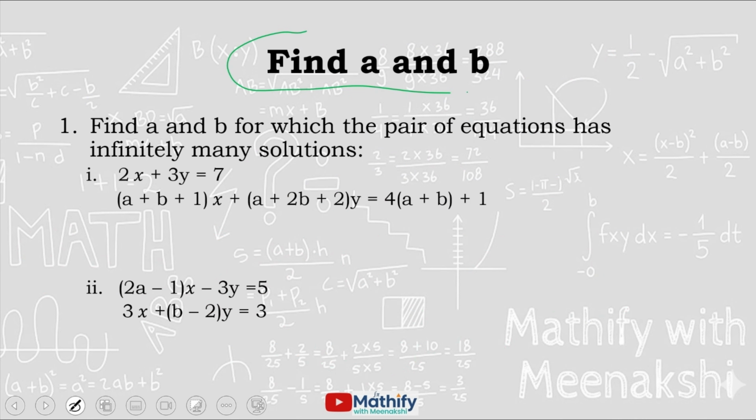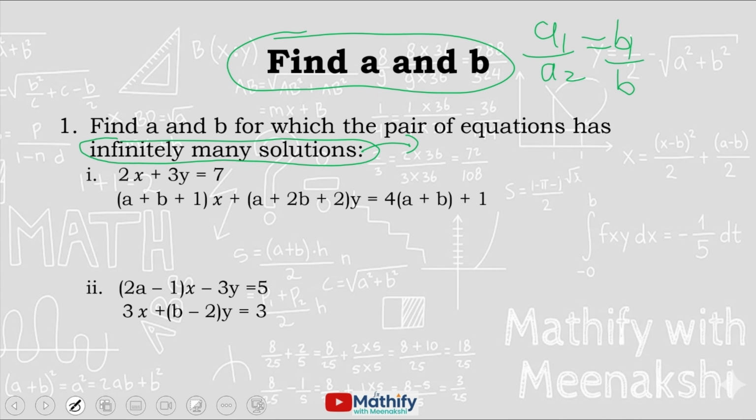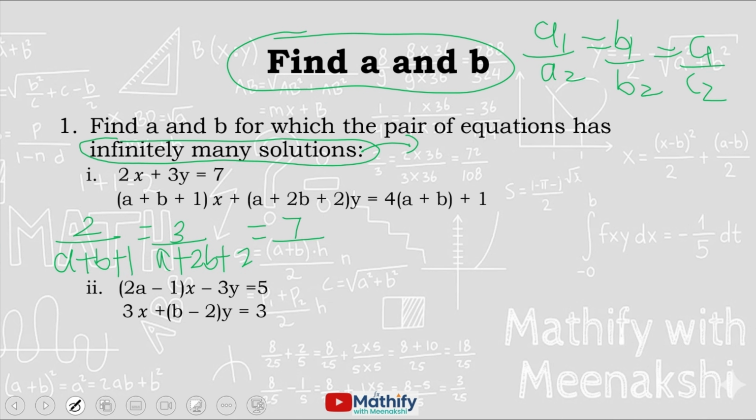The next topic is find a and b. Under this topic, I have written one question for you that has two parts. In both parts, it's given that the equations have infinitely many solutions. So what is the condition for infinitely many solutions? a1/a2 = b1/b2 = c1/c2. So for the first part, you have to write that 2/(a+b+1) = 3/(a+2b+2) = 7/(4a+4b+1).